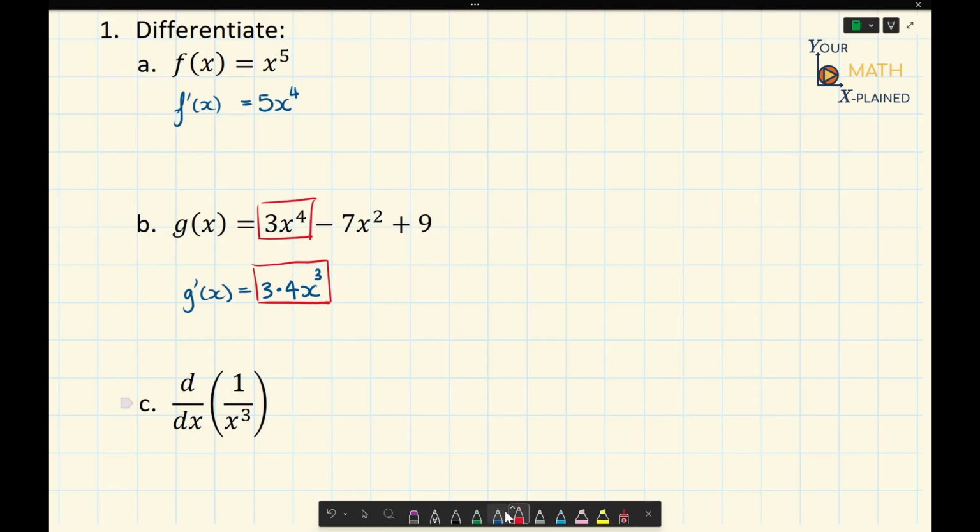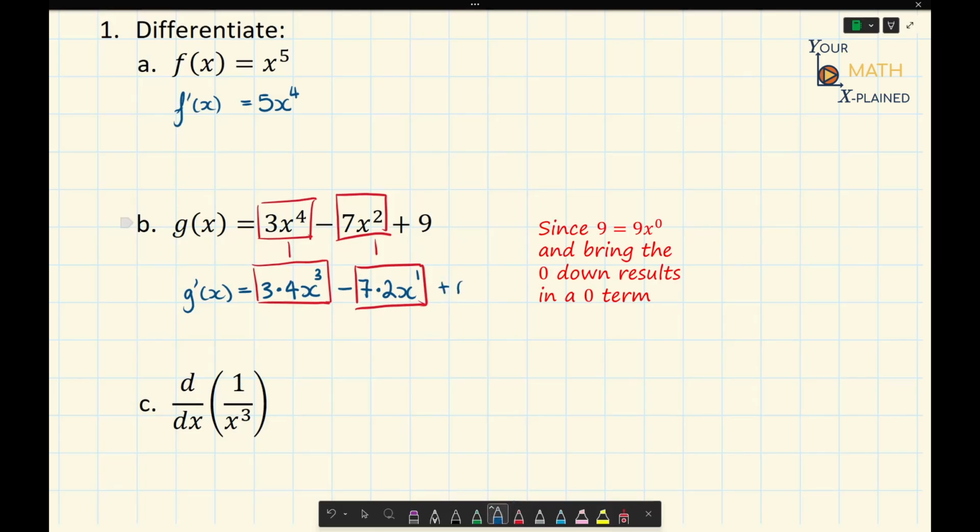And now we're going to move on to the second term, so that's going to be minus, and same thing, we're going to leave the 7 in the front, take the derivative of x squared, so that is going to be 2 times x to the power of 1. So this one is the derivative of the second term. And now the last term is 9. And we know that the derivative of a constant is just 0, so that would be plus 0. So cleaning this up a little bit gives us g prime of x is equal to 12x to the power of 3 minus 14x.